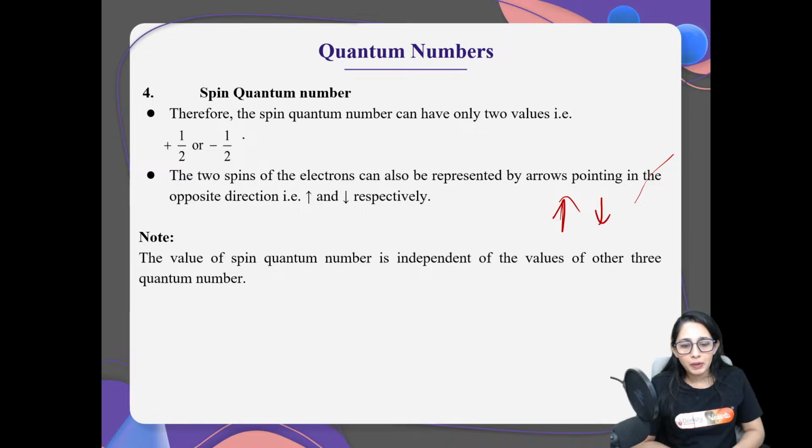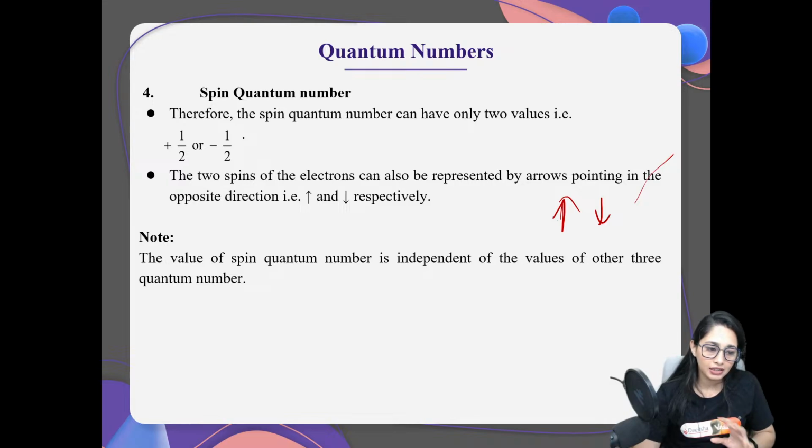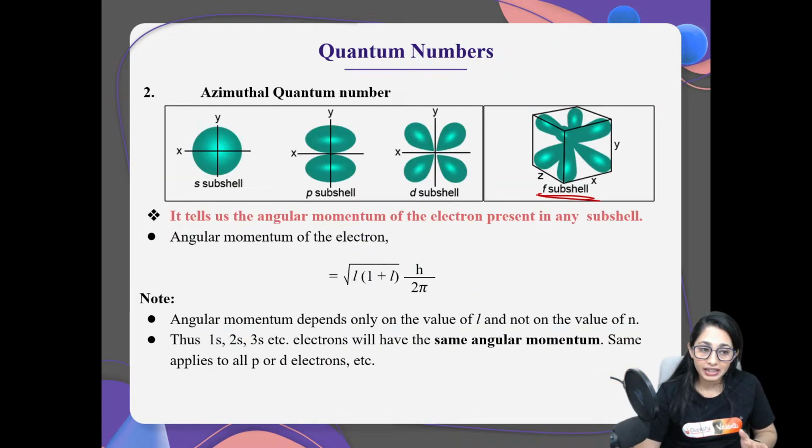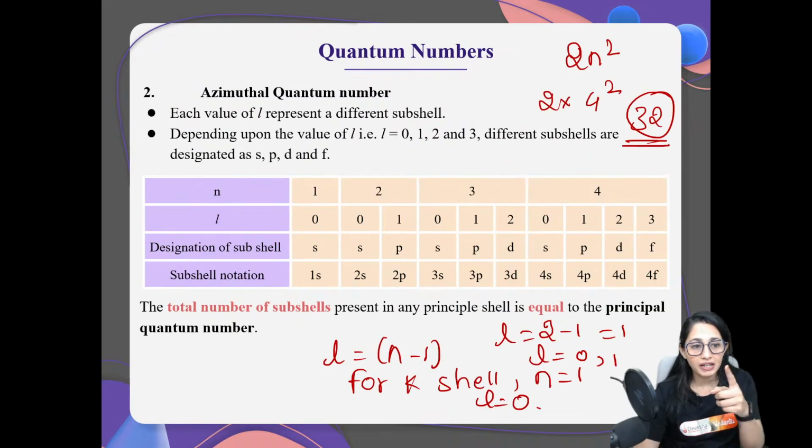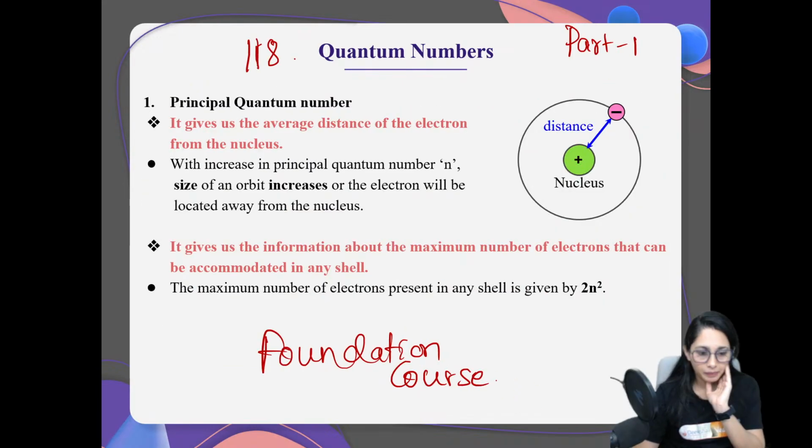Yeah, the value of spin quantum number is independent of the values of the other three quantum numbers. It doesn't depend on the other three. But the magnetic quantum number and azimuthal quantum number depend on the principal quantum number.